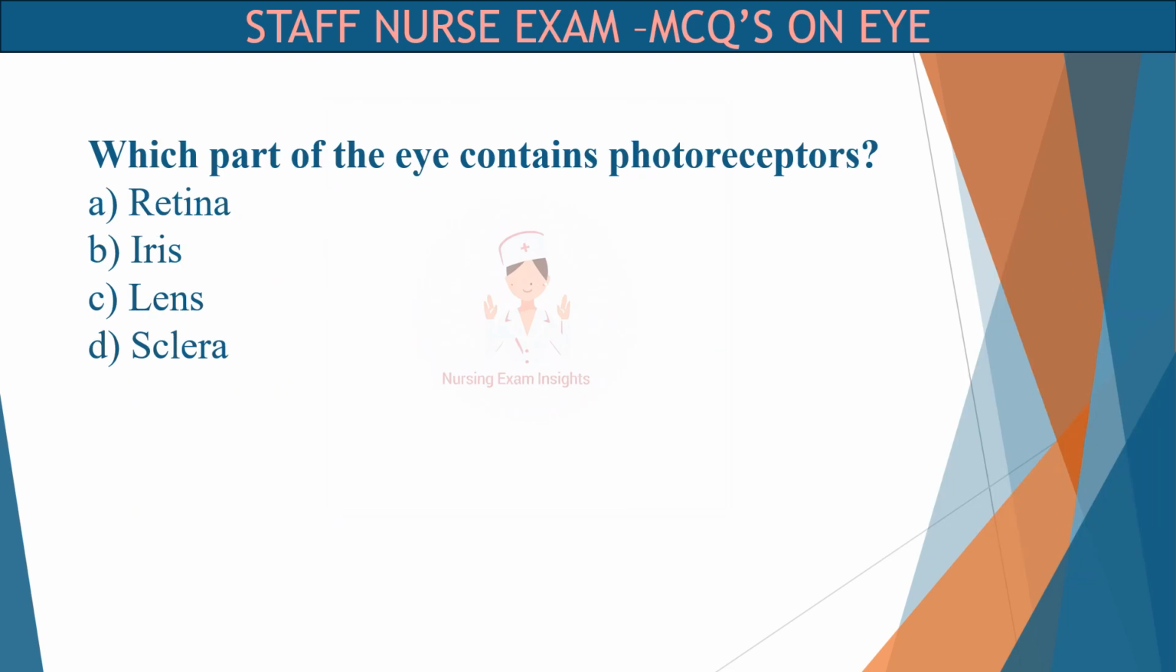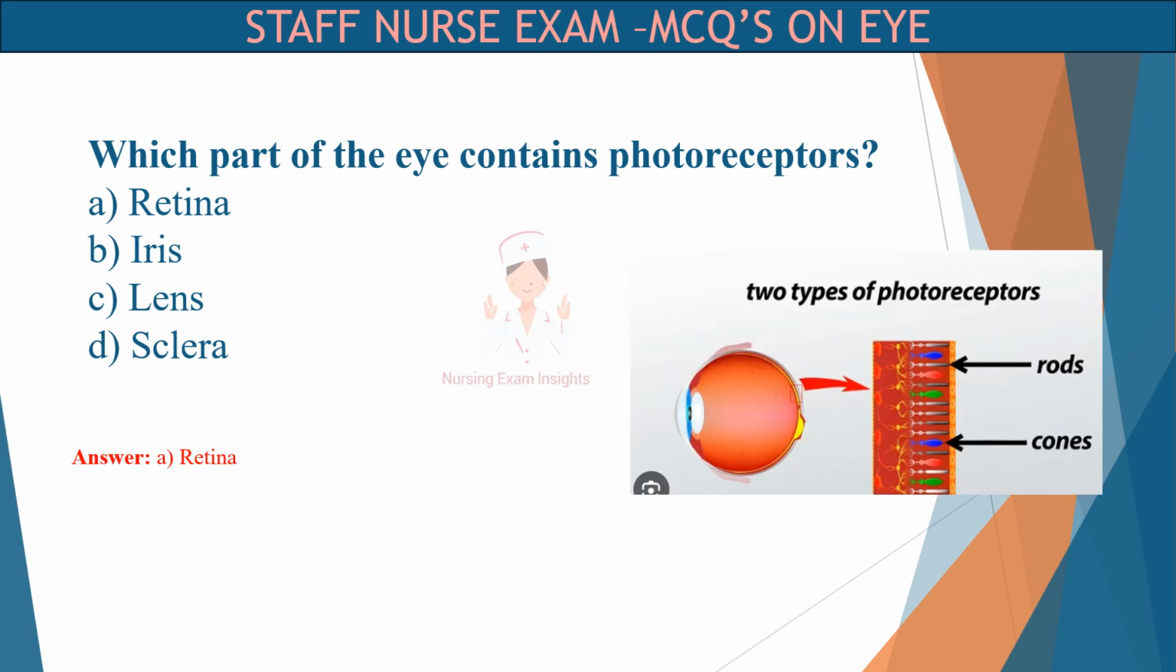Which part of the eye contains photoreceptors? Options are A. Retina. B. Iris. C. Lens. D. Sclera. Answer is retina. The photoreceptors are rods and cones.